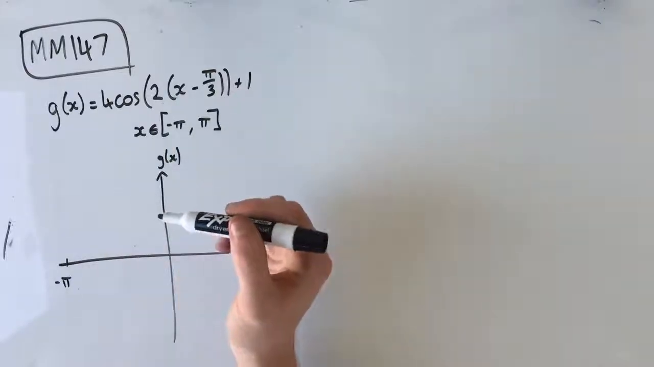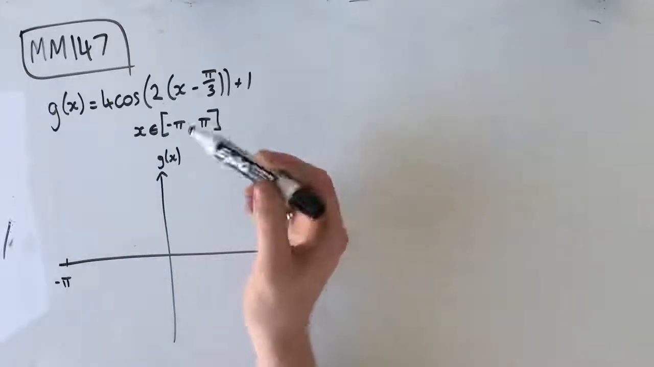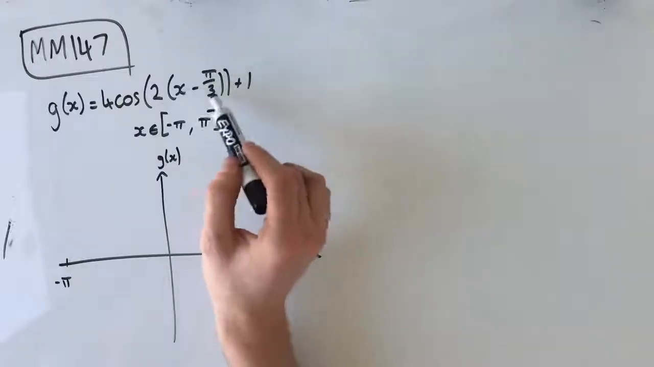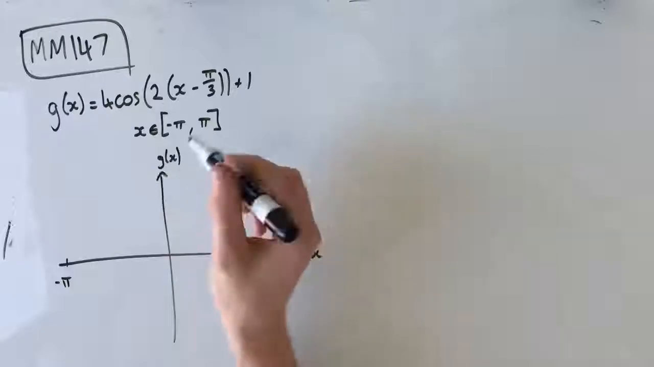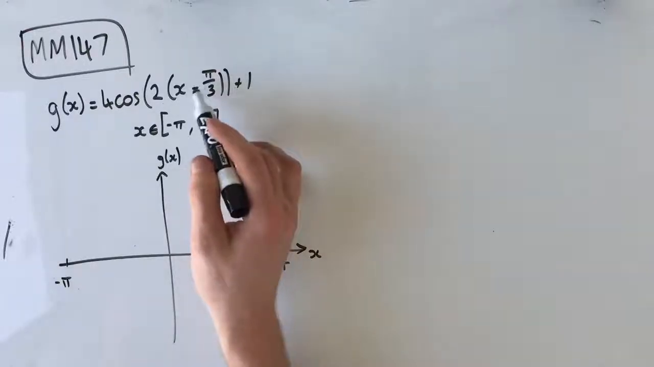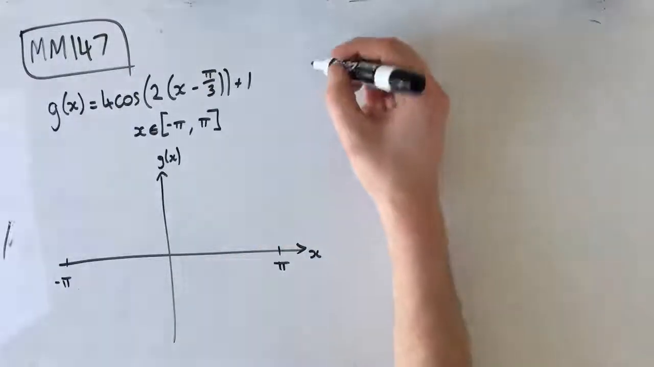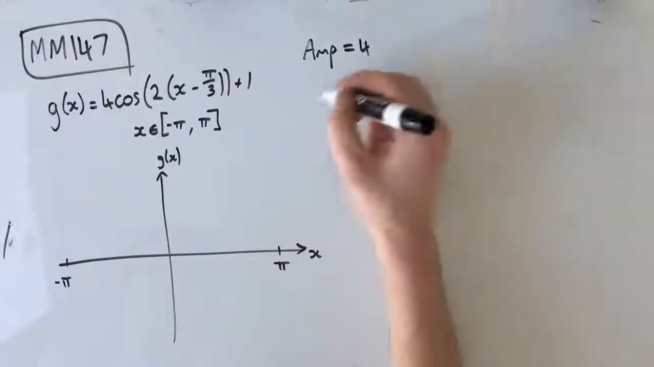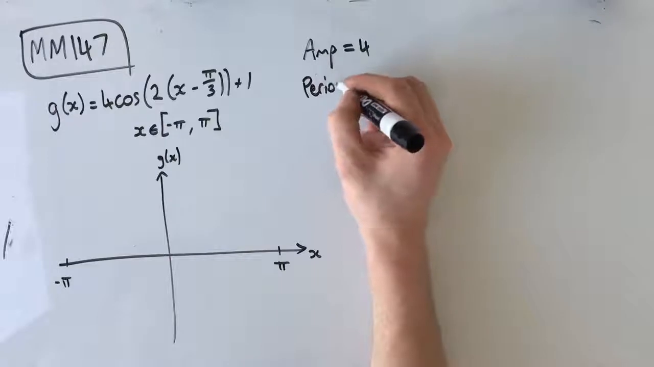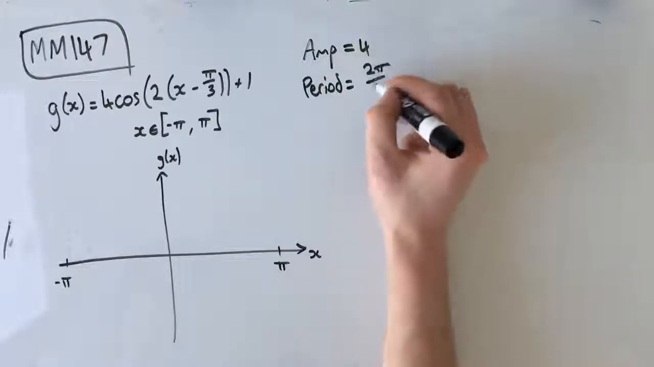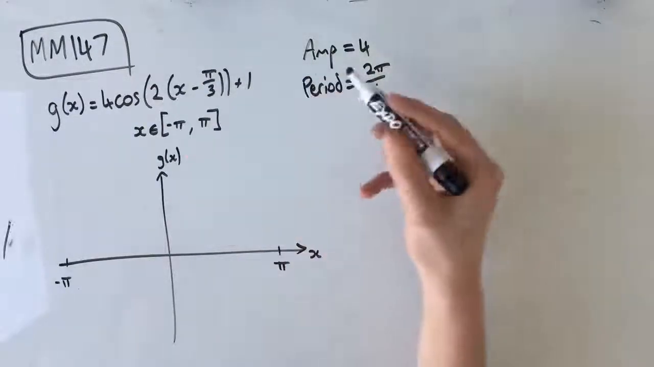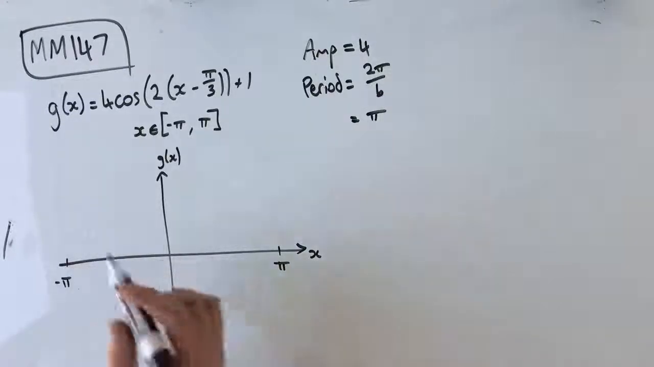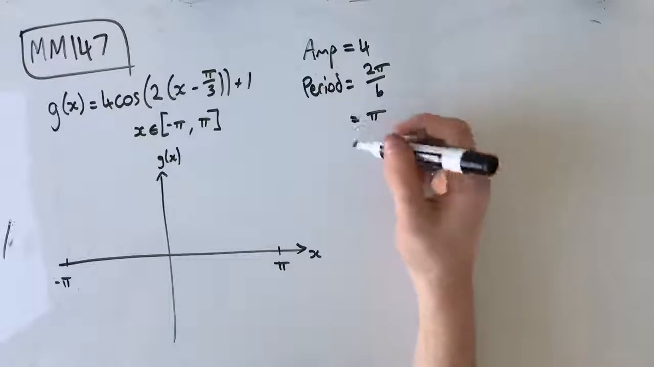Now, as I've spoken about before with these sort of graph sketching questions, I prefer not to draw it with the horizontal translation to start with, and then I'll put that in later. So let's pretend this horizontal translation isn't here for now. To begin with, our amplitude is equal to our number at the front, which is 4. Our period is equal to 2 pi over b, where b is 2, which means that our period is pi. So within negative pi to pi, we're going to be able to have 2 cycles of this graph.